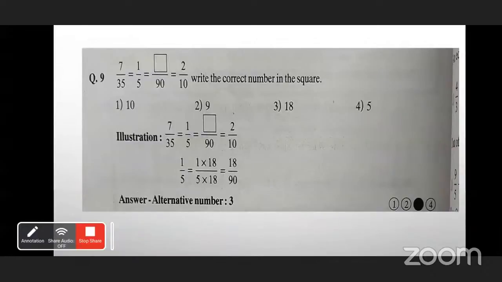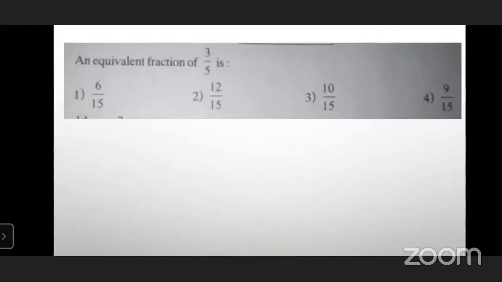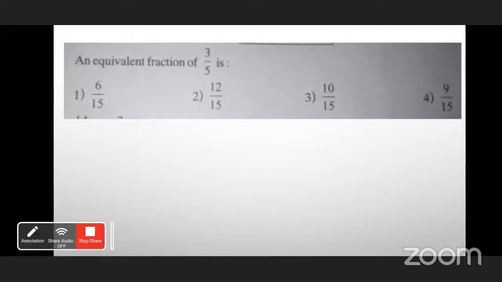Okay, these are problems for your evaluation. These problems are for you, so you have to solve them. Now tell me the answer. Which one is the equivalent fraction of 3 upon 5? Can anyone tell me? Yes. Which one is the correct answer? 9 upon 15.